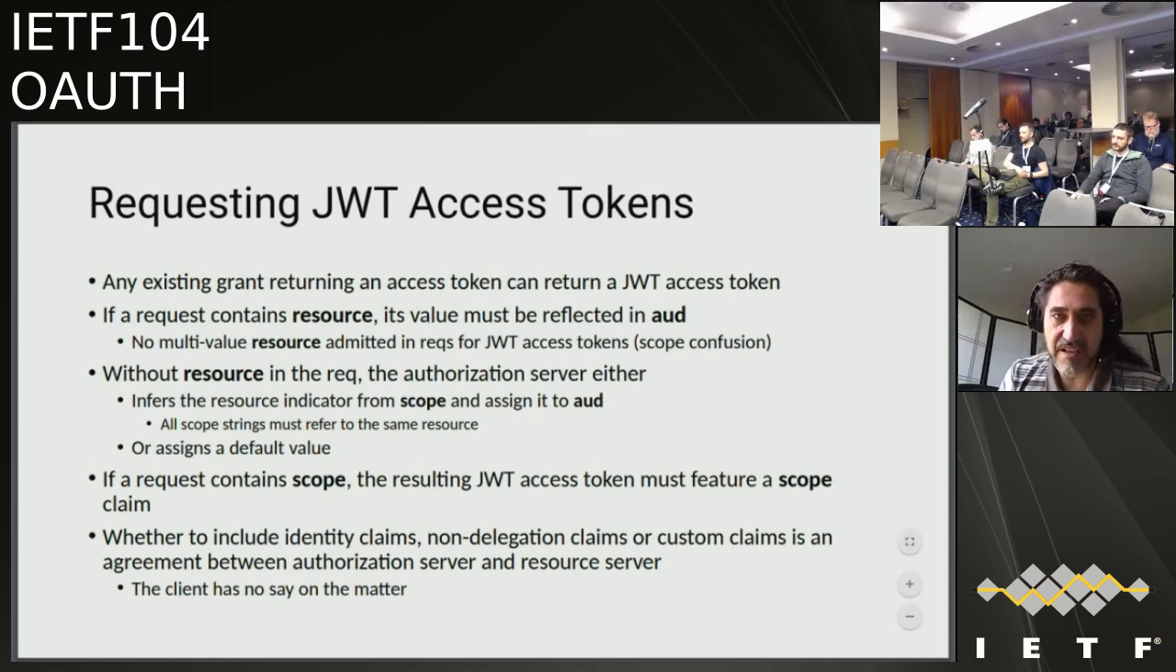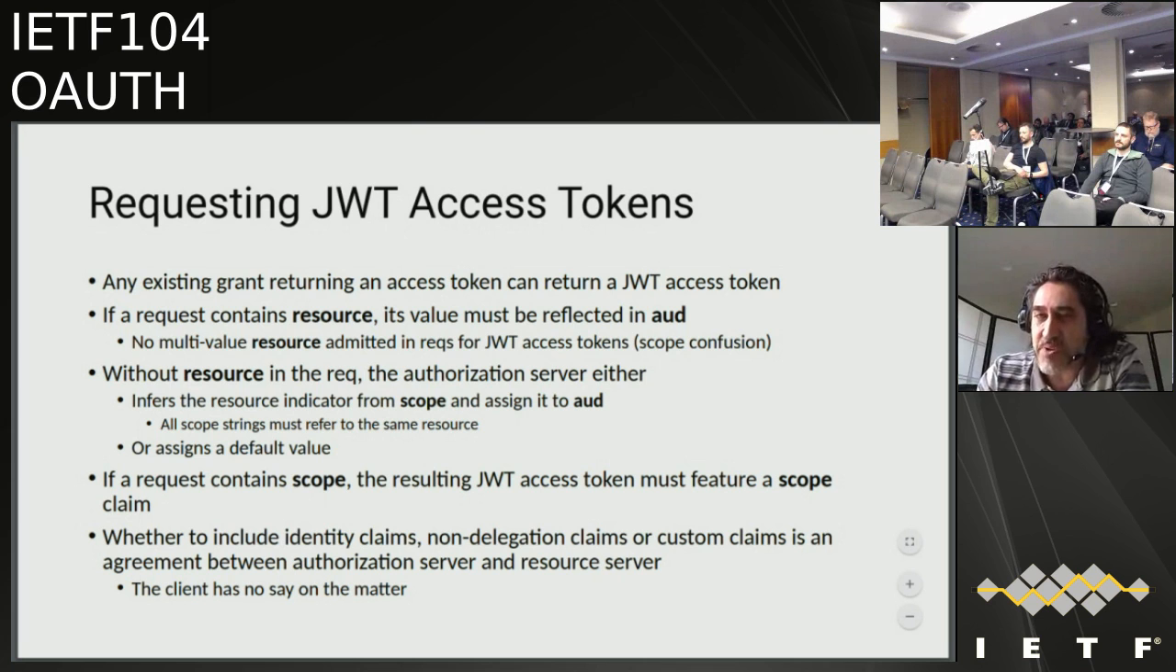Next, please. When we request an access token in whatever traditional way we are doing, we can get back a JWT access token, just like before. When we use resource indicators and we pass a resource, we expect that resource to be reflected in the audience, in line with what resource indicators says.